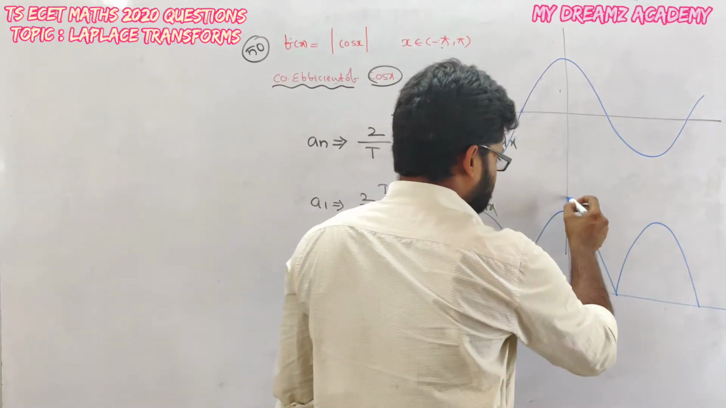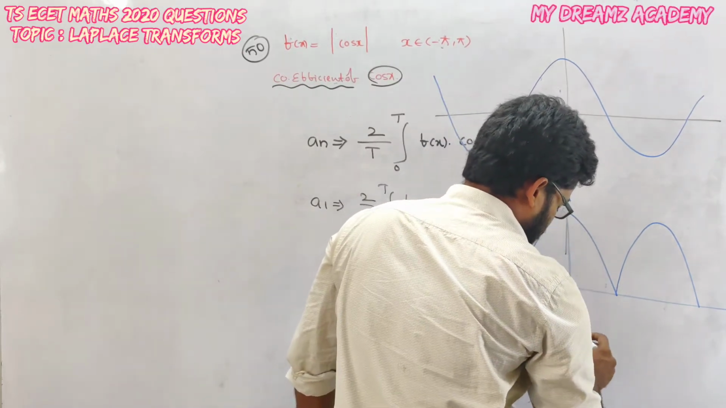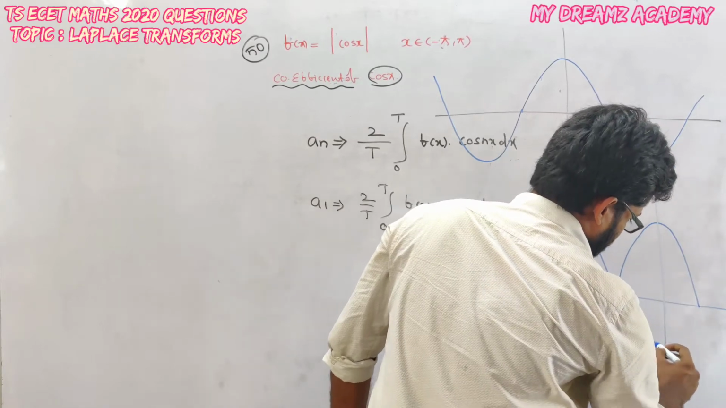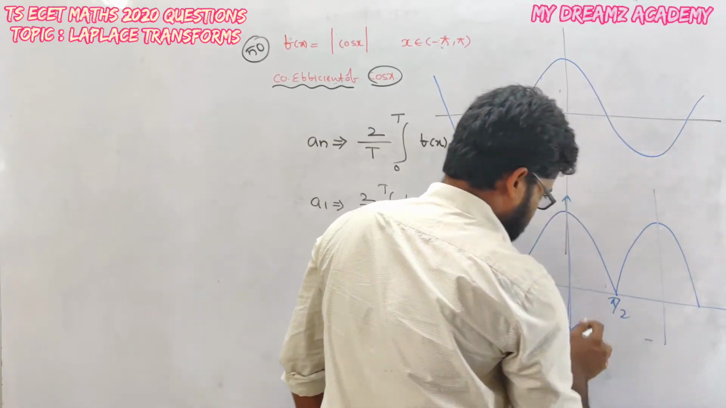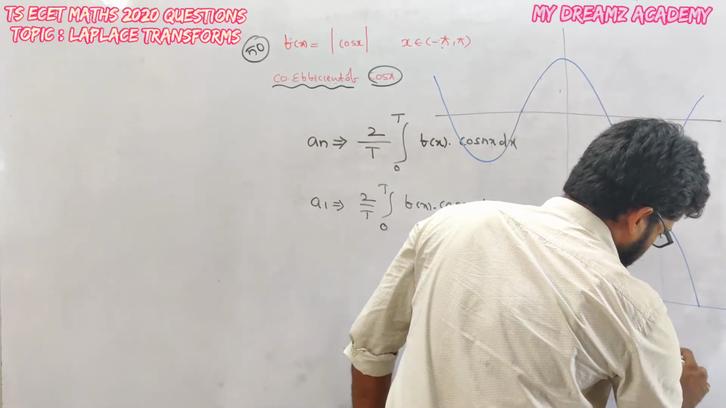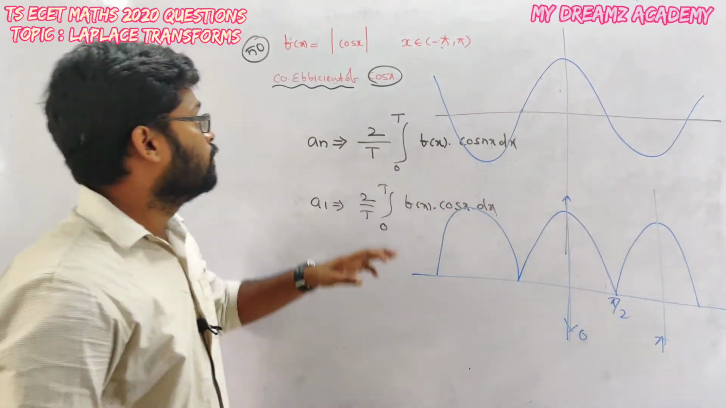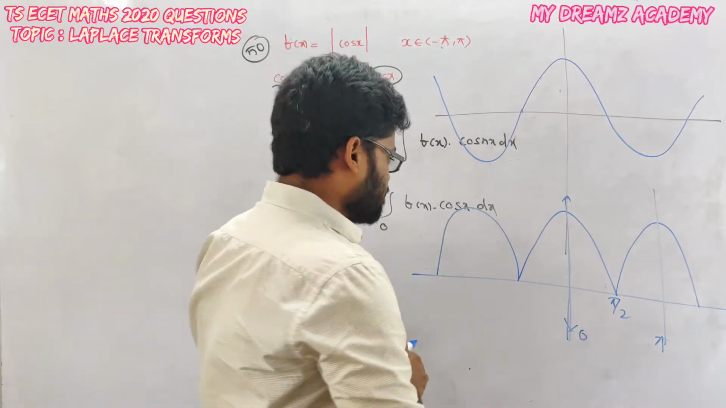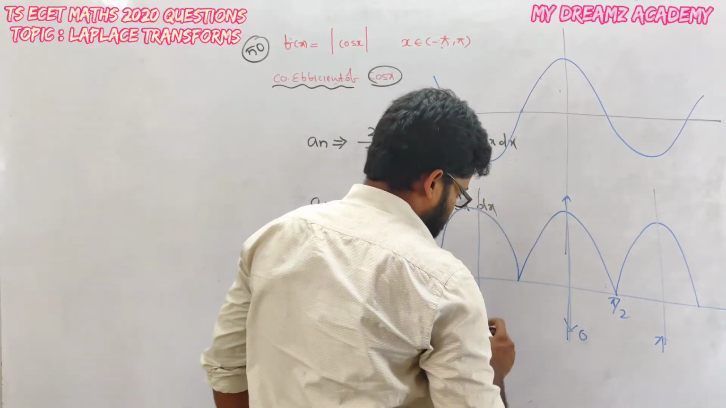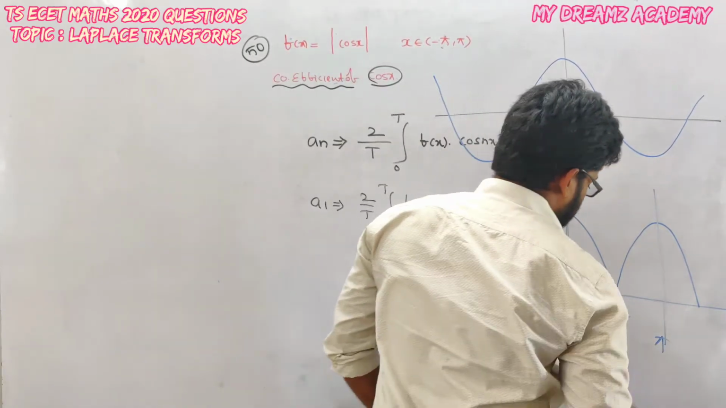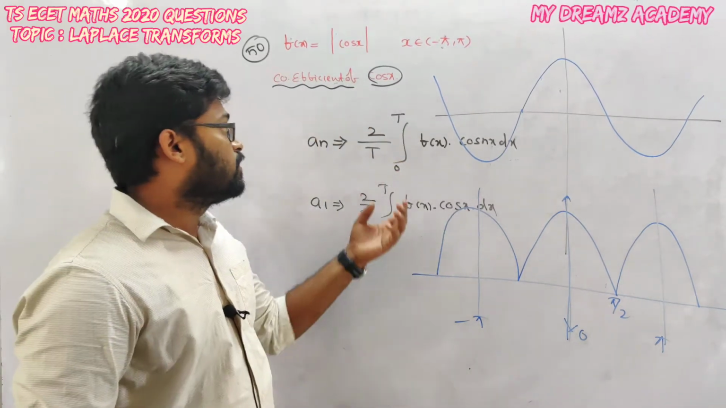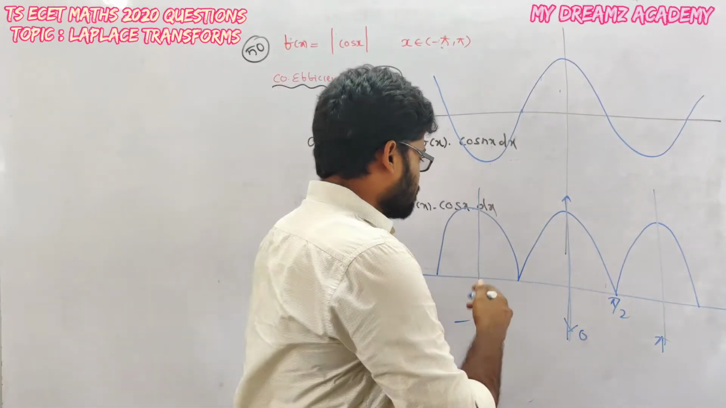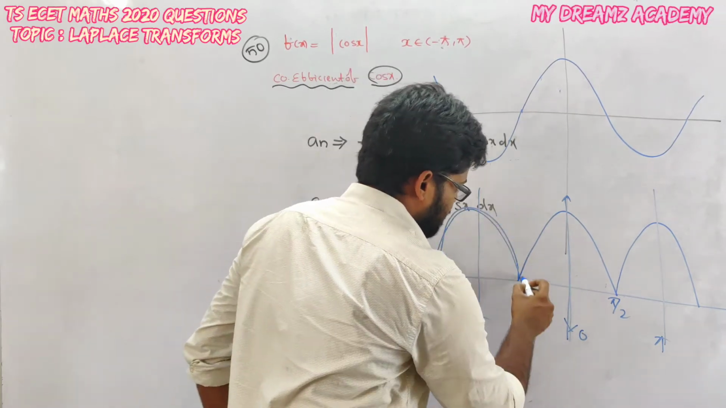Now observe, from 0 this is pi by 2, and this is pi. Here it is asked x belongs to minus pi to plus pi. This is minus pi and this is plus pi. After applying mod, it becomes like this.